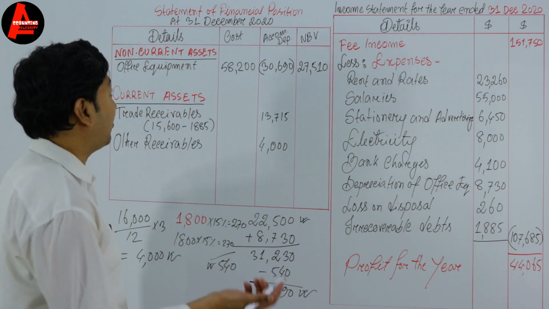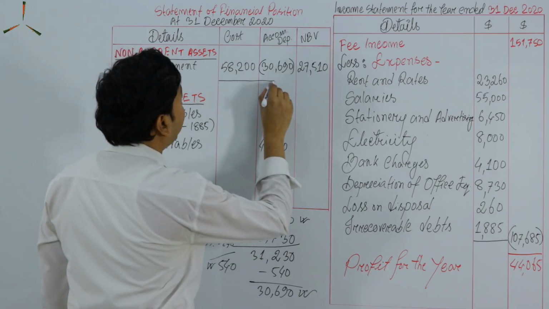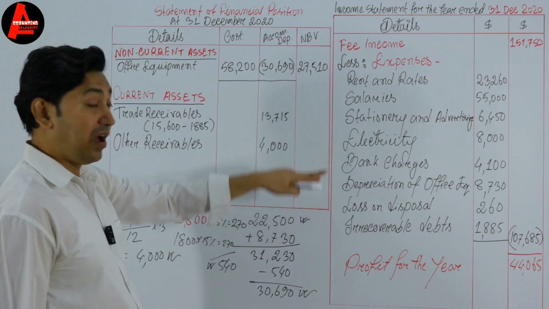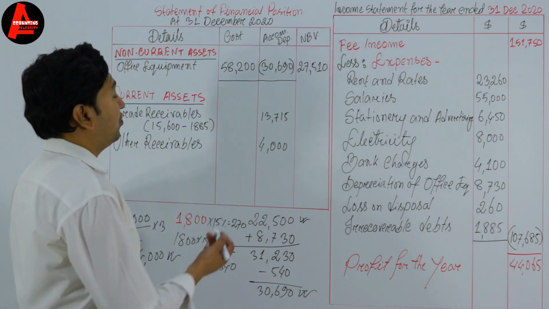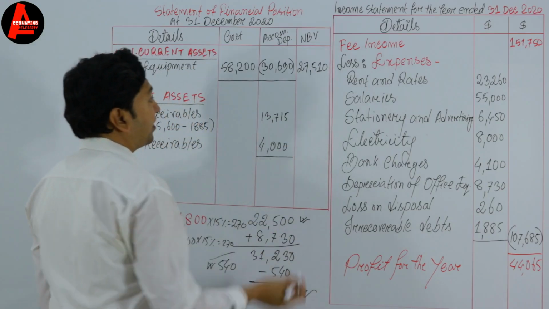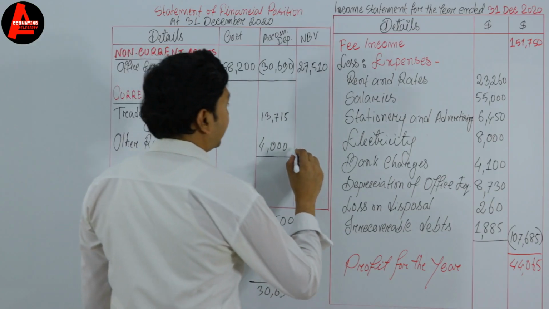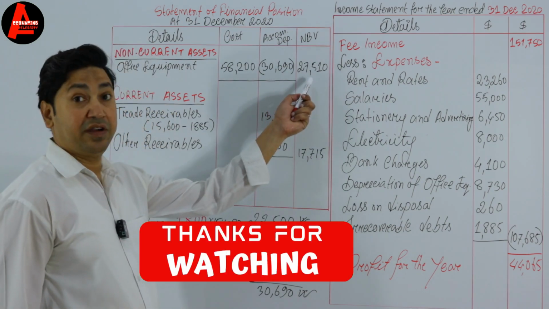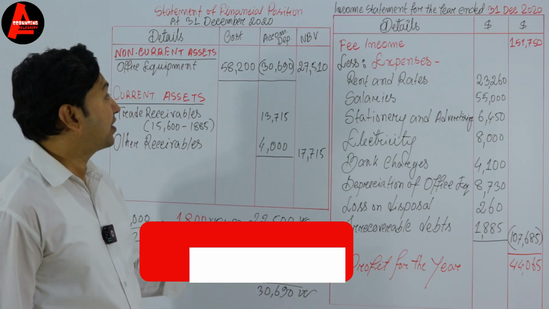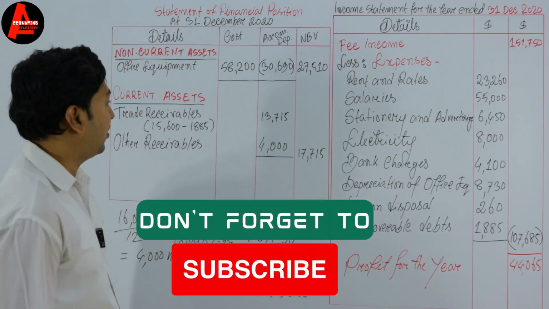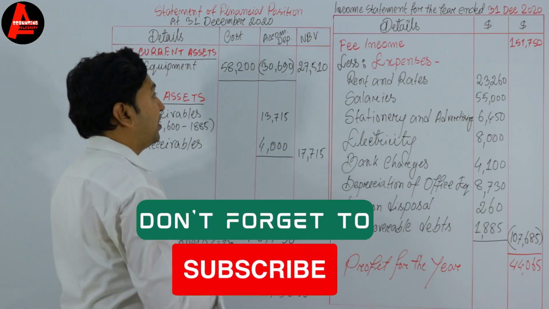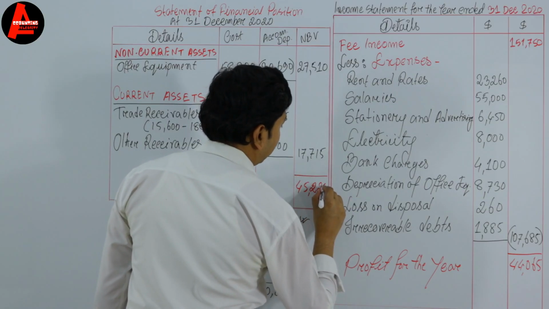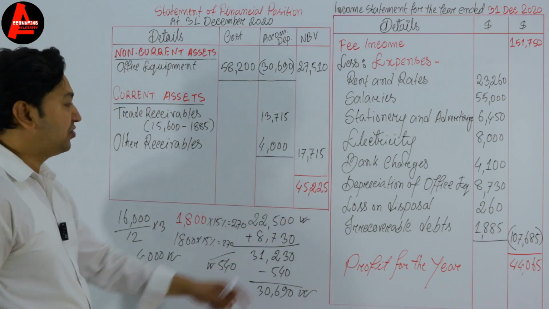Okay, so now what to do? Now we will calculate. By the way, here the cost column is closed and the accumulated depreciation column is also closed. We will just keep this column open because we will add this amount with other current assets. So here now we will add these two current assets. So here 13,715 plus 4,000, we get here $17,715. Okay, now here our non-current asset is 27,510 and current asset is 17,715. So what is our total assets? So now if we add these two amounts, we get $45,225. Okay, this is our total assets.